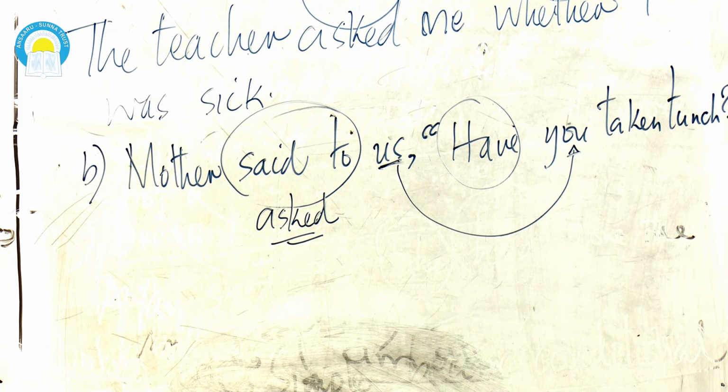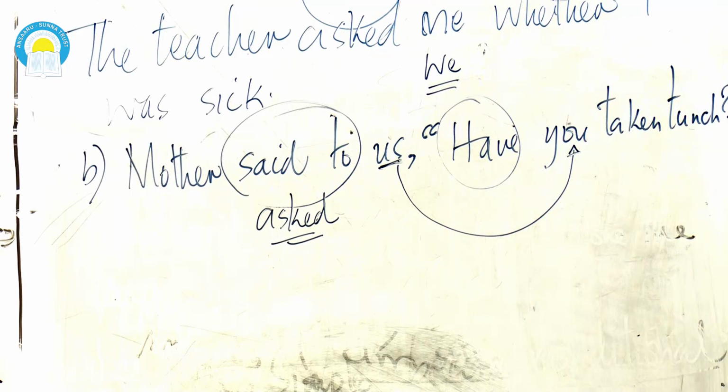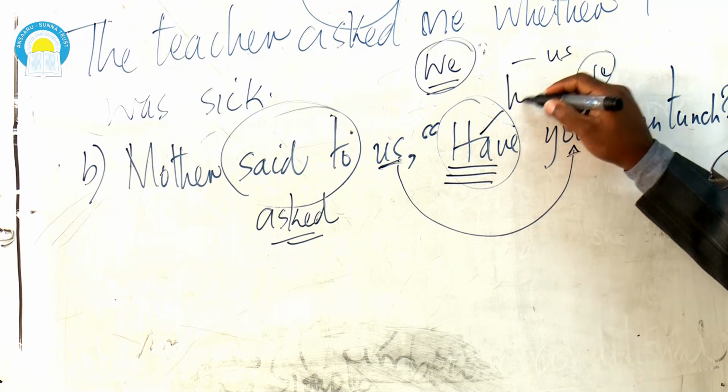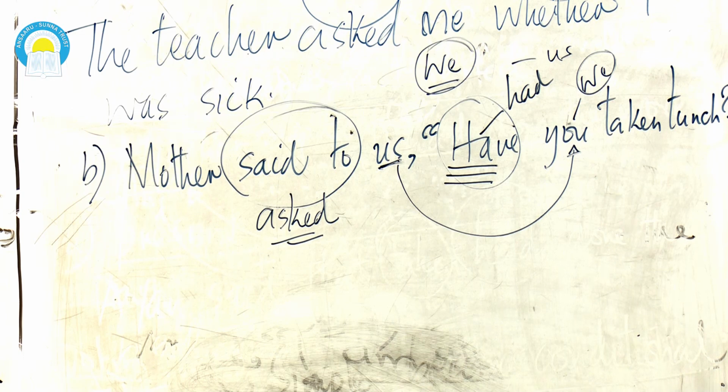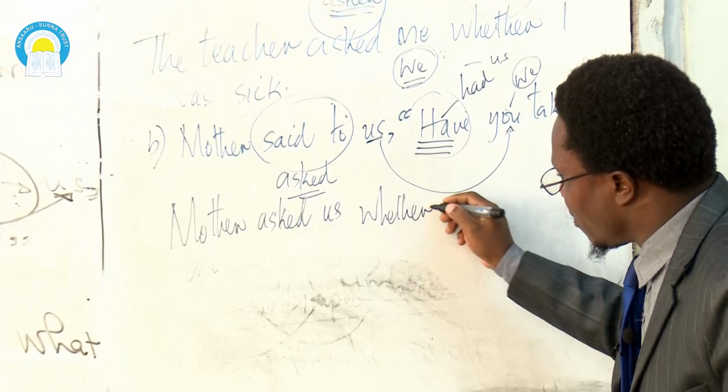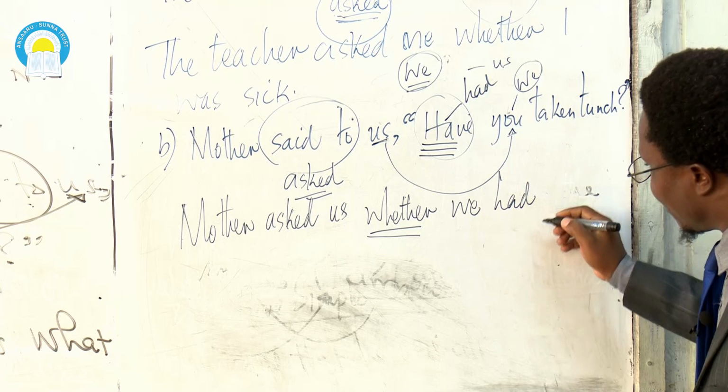And as I've told you earlier, you comes from we, then us. So we shall take the subjective form of us, we shall be we. And have, present perfect, becomes had. And therefore the sentence in the direct speech becomes, mother asked us whether we had taken lunch.